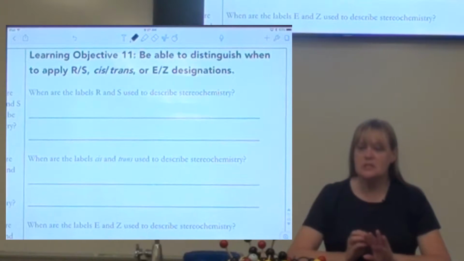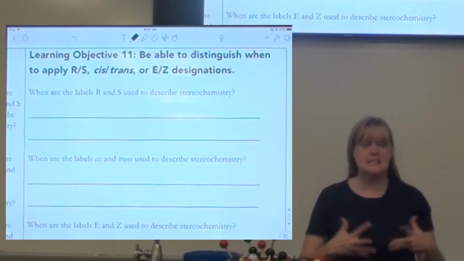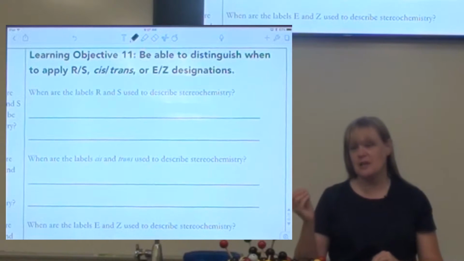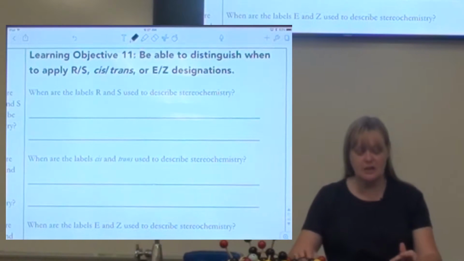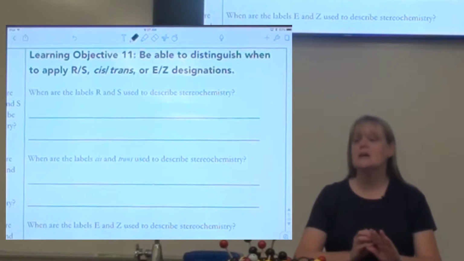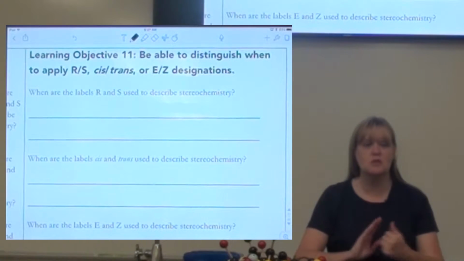One common issue that I see is after you learn cis, trans, R, S, E, Z, it becomes very confusing about which kind of labels you are applying for which situation. So I just want to make sure that you're really clear cut on this. When are the labels R and S going to be used? Chirality center. So if you see a perspective formula or Fischer projection, then that's when you're going to use those.